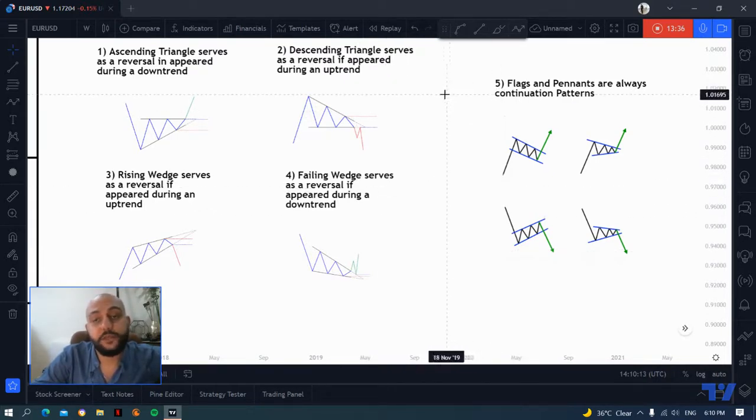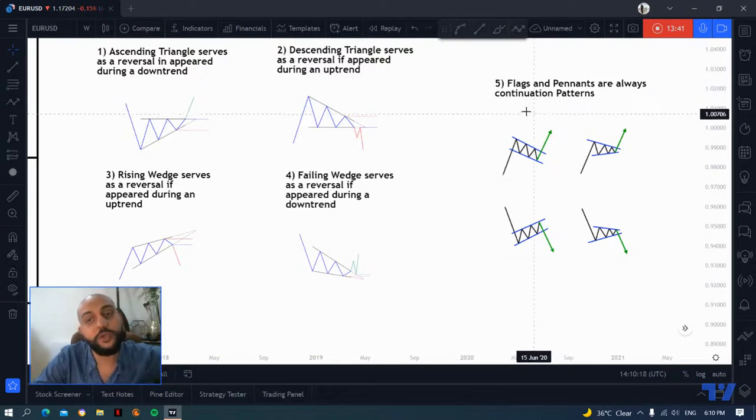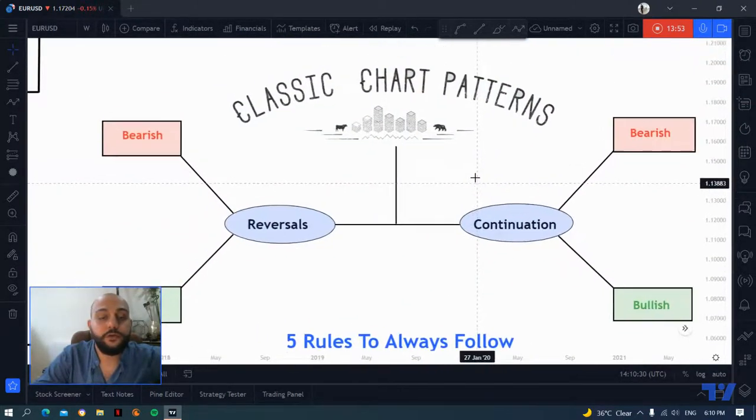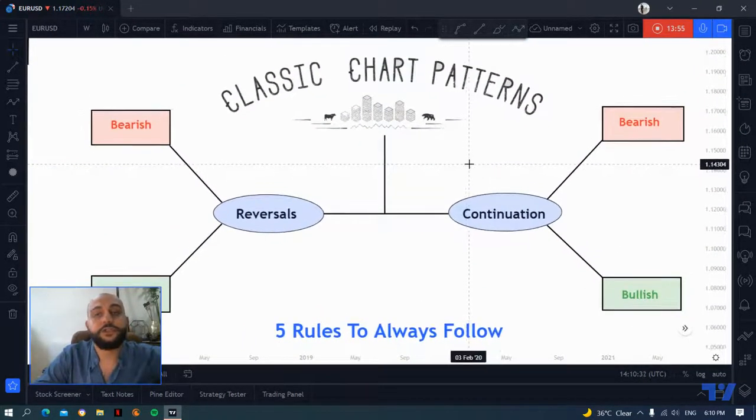And the last rule that you need to remember: flags and pennants always serve as continuation patterns. Like the market goes up, trades a little bit sideways, then it keeps going up again. And that's basically all you need to know about the classic chart patterns.